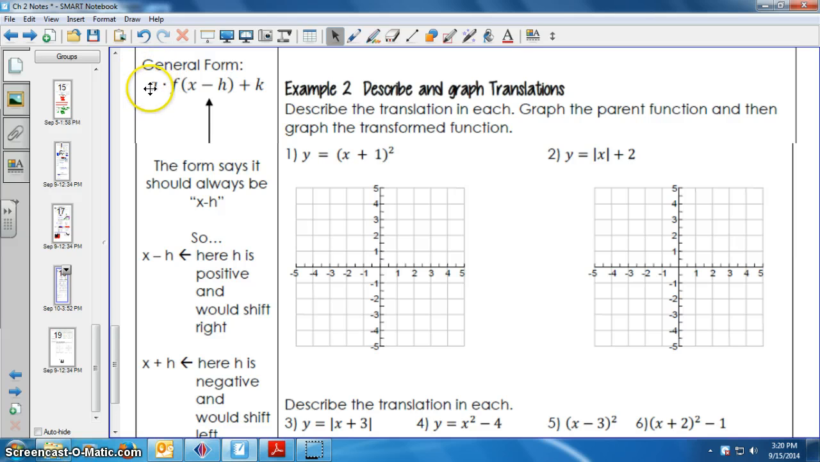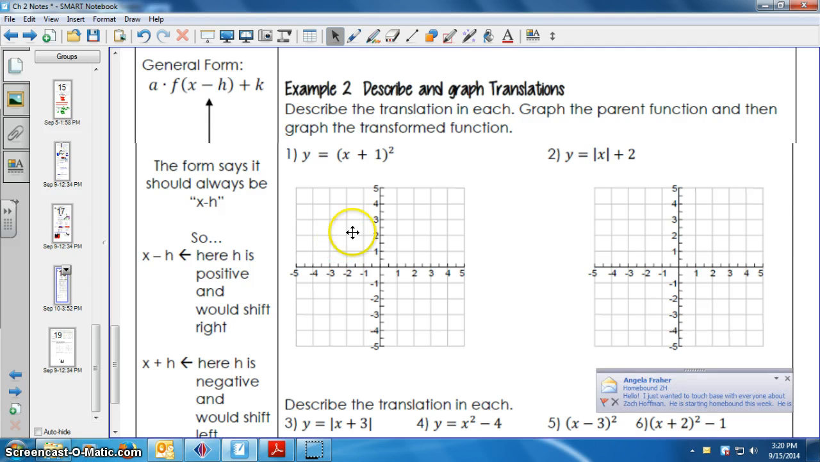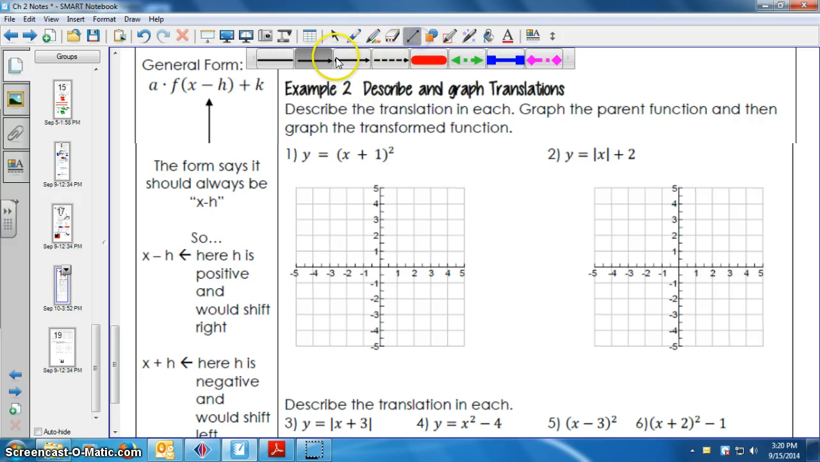That's going to be the next day. Our stuff that's inside, that H, is our horizontal movement. And then out back there, our K is our up and down movement. So what we're going to do is identify kind of where we're starting, and then we can go ahead and graph that.